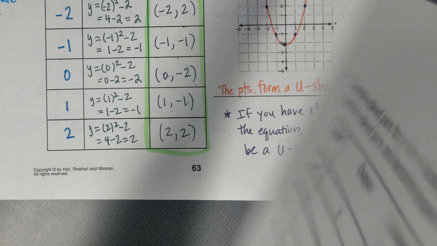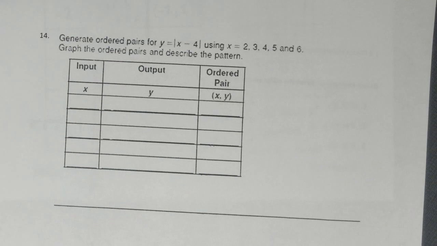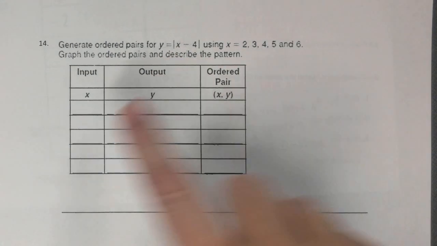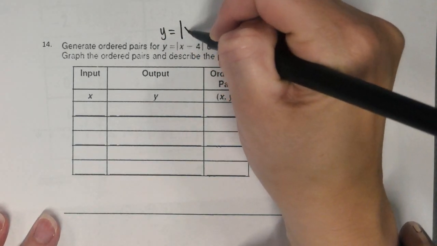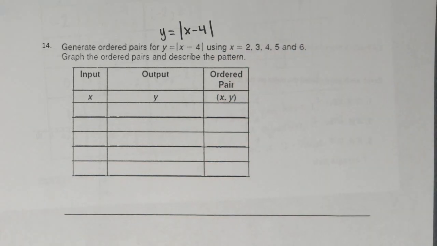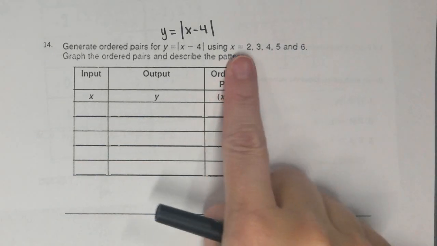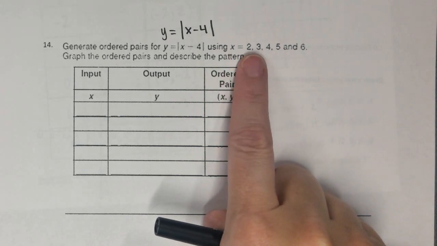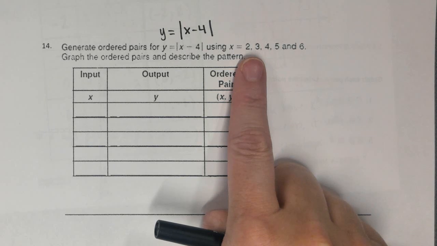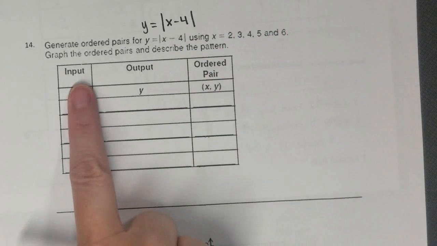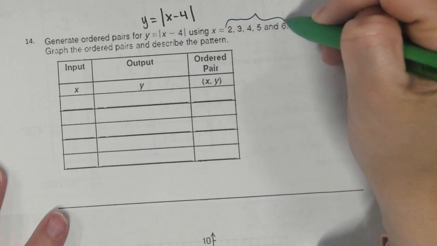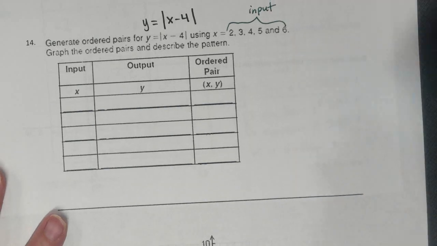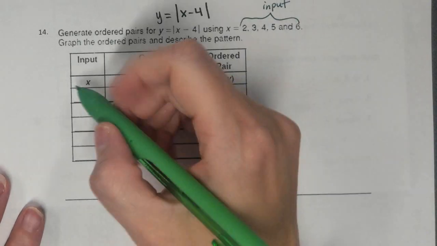Okay, so we're going to do this one kind of together. This is to generate ordered pairs for y equals the absolute value of x minus 4. Now look at the x values. What do I do with the x values here? Where do I put them? In the input. So these are all going in your input column. Can we do that right now?